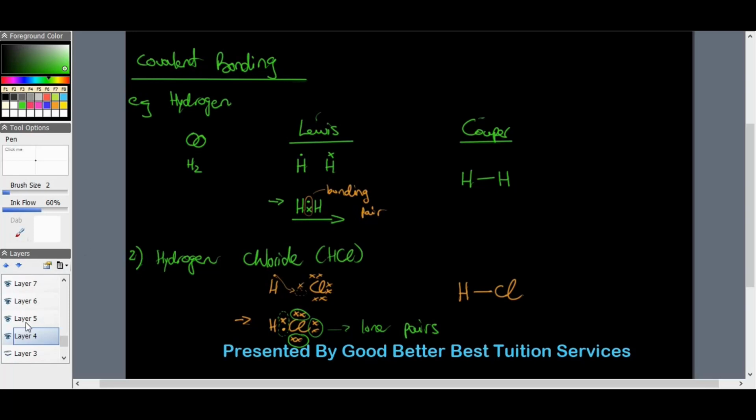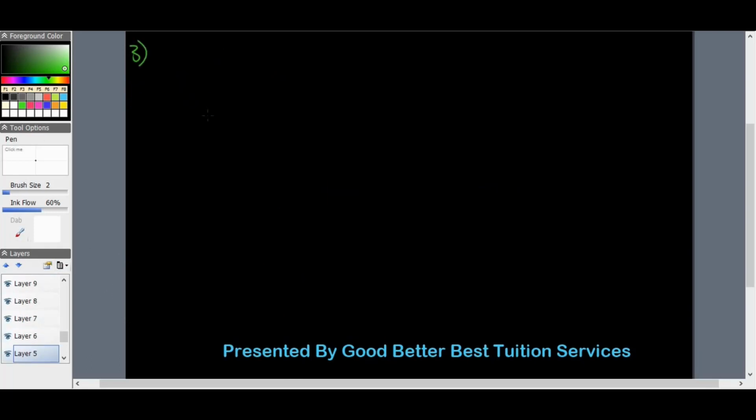So that's another example there. I've got a few more examples. Another example would be the methane molecule. Let's have a look at methane, which we know is CH4. Let's have a look at Lewis first, and the Cooper structure is extremely easy, but Lewis can become a little more complicated.